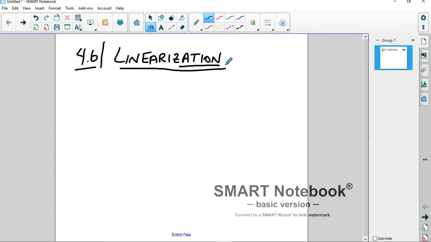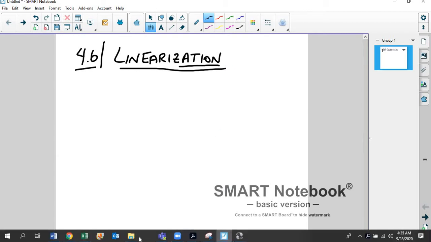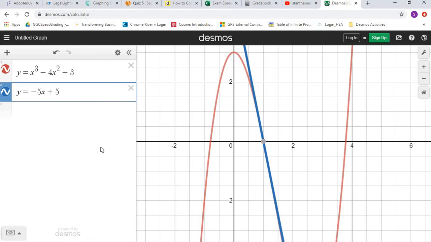And so the idea behind it is this: if you have a tangent line and it is close to the point at which it's tangent, it's still close to your function. So as an example here, we have a function y equals x cubed minus 4x squared plus 3, and then the tangent line to that function at x equals 1. I've already figured this out earlier, and you could do it for practice, but it's the line y equals negative 5x plus 5.